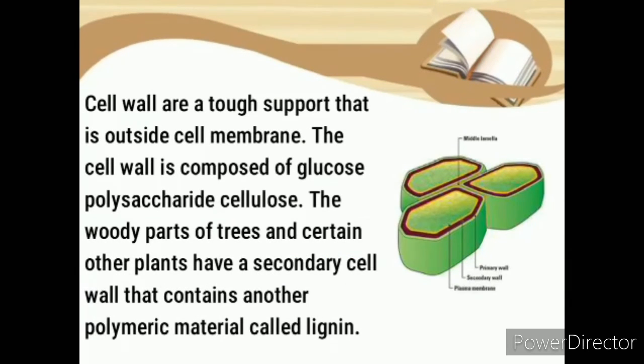Cell walls are a tough support outside the cell membrane. The cell wall is composed of the glucose polysaccharide cellulose. The woody part of trees and certain other plants have a secondary wall, the secondary cell wall, that contains another polymeric material called lignin.